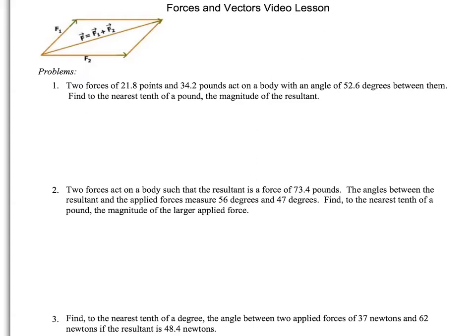So, it says 2 forces of 21.8 and 34.2 pounds act on a body with an angle of 52.6 degrees between them. Find to the nearest tenth the magnitude of the resultant. Okay, whenever you hear something about forces and resultants, what you are going to end up doing is draw yourself a parallelogram or a diamond. I tend to draw diamonds when I do these things. But at the top of your paper, you do see they draw parallelograms.